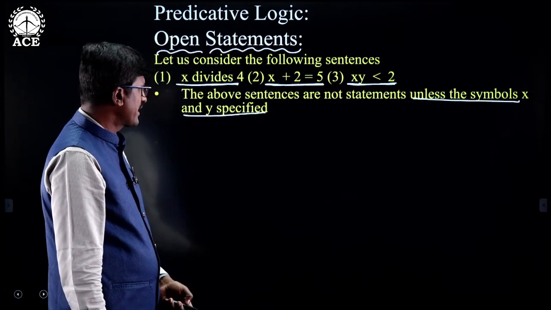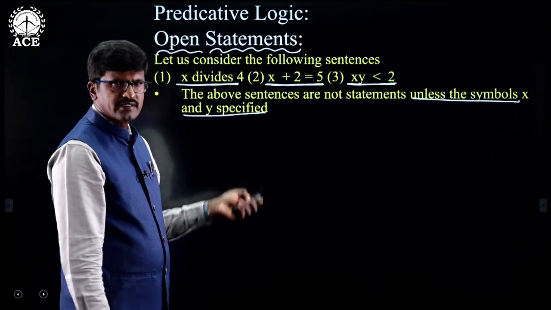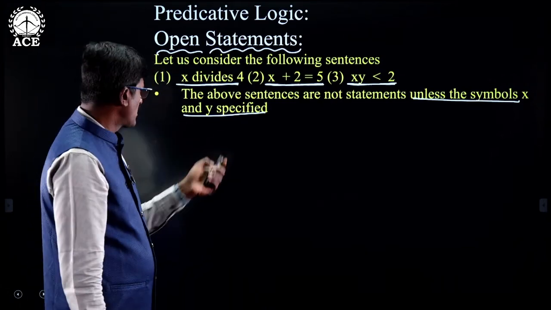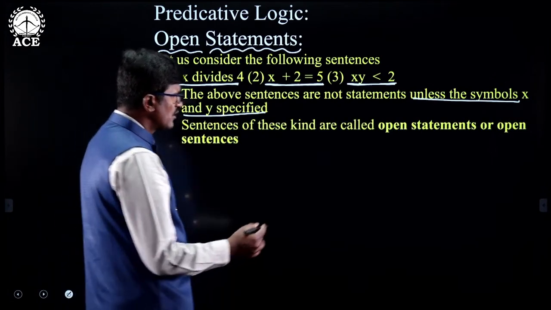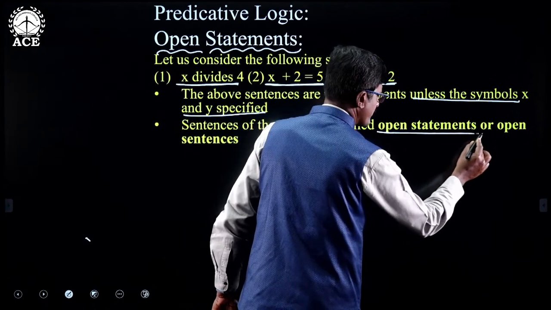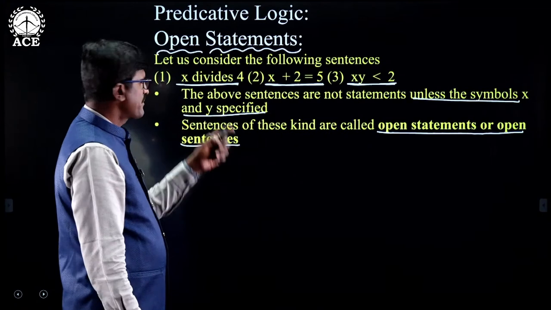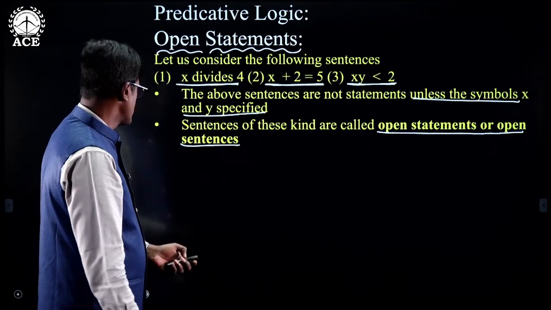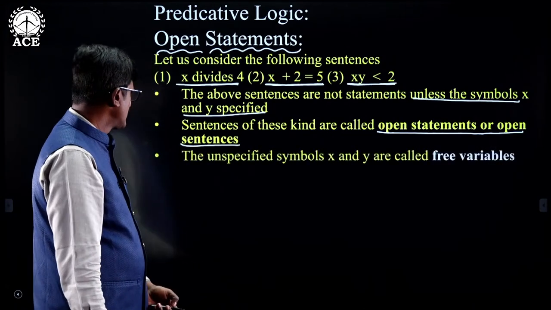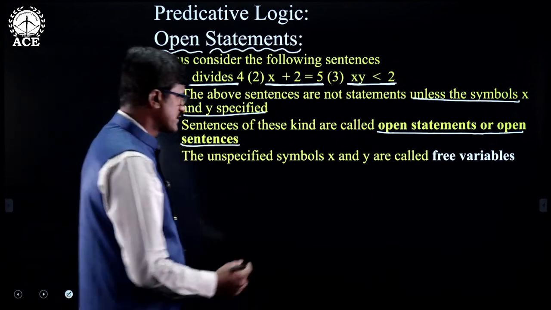If I specify x and y values, then we can assign the truth value for these examples. Sentences of this kind are called open statements or open sentences. The next point: the unspecified symbols x and y are called free variables.